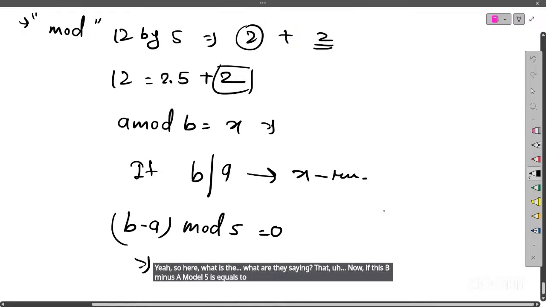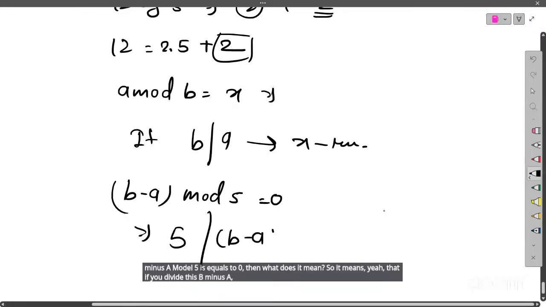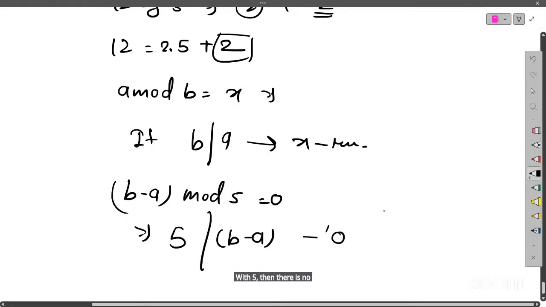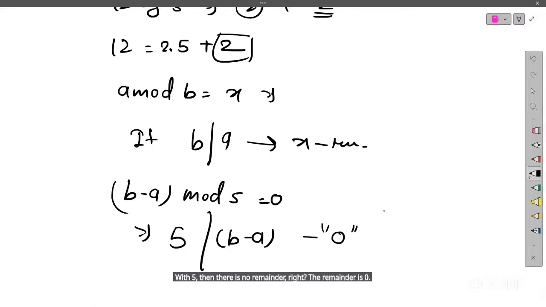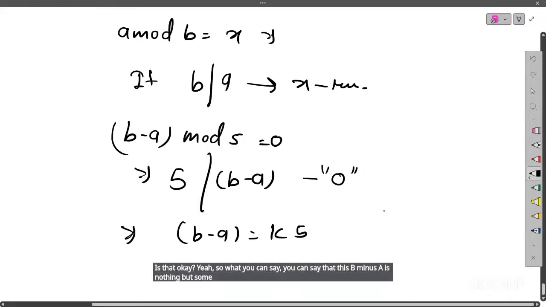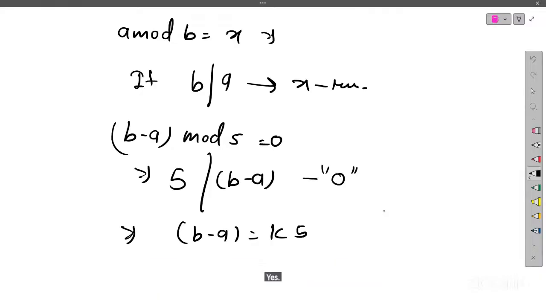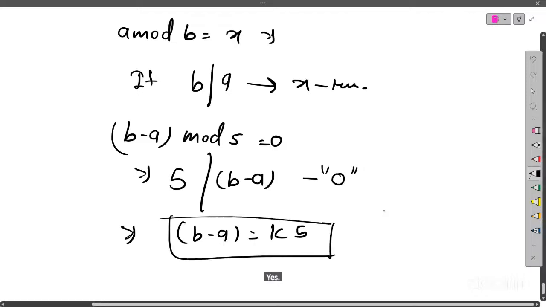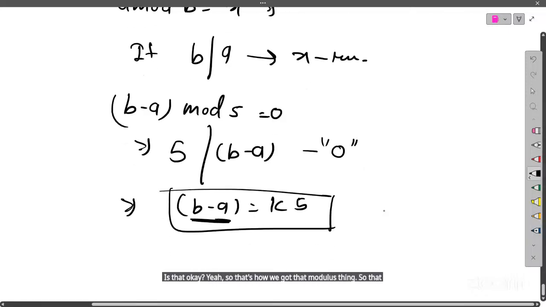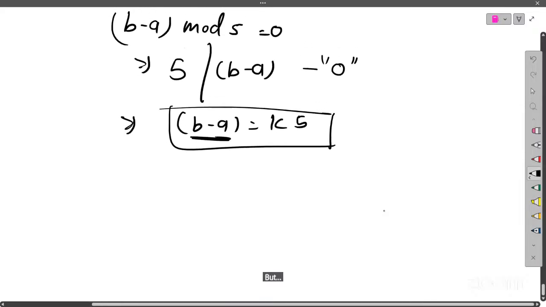Yeah. So here, what are they saying? If this b minus a mod 5 is equal to 0, then what does it mean? It means here that if you divide this b minus a with 5, then there is no remainder, right? The remainder is 0. Is that okay? Yes. So what you can say is that this b minus a is nothing but some multiple of 5. We don't know which multiple, but it will be some multiple. Is that okay? Yes, ma'am. Yeah, so that's how we got that modulus thing. So that means b minus a is actually a multiple of 5.